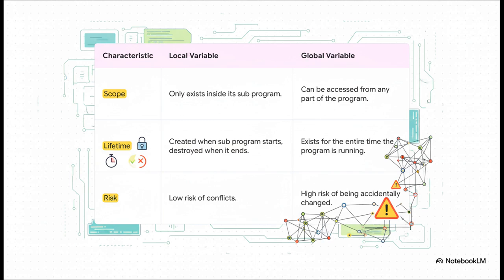Now, that might sound useful, but it's actually pretty risky. Another part of your program could accidentally change its value, and that can lead to bugs that are an absolute nightmare to track down. Exam questions love to test this, so knowing this difference is key to not falling into that trap.